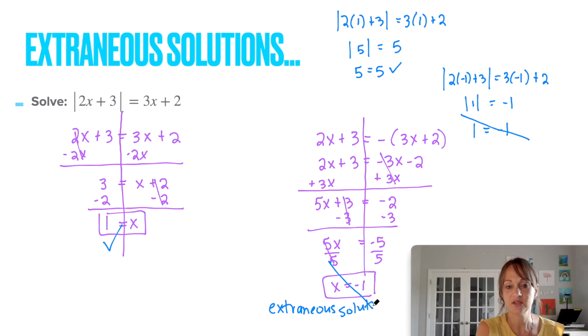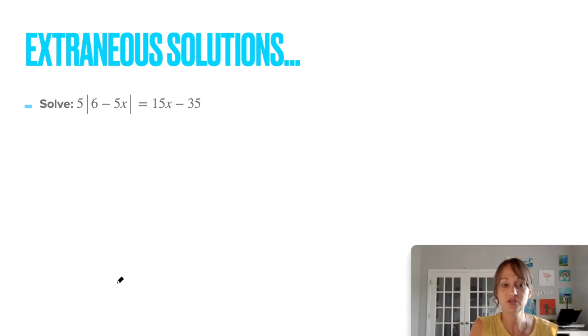What happens is that you actually get two answers. However, one of them may or may not work. Now, sometimes both of them will work, but there are going to be times where you might have one of them become an extraneous solution. So therefore, the answer to this problem is only x equals 1. So let's do another one to make sure.